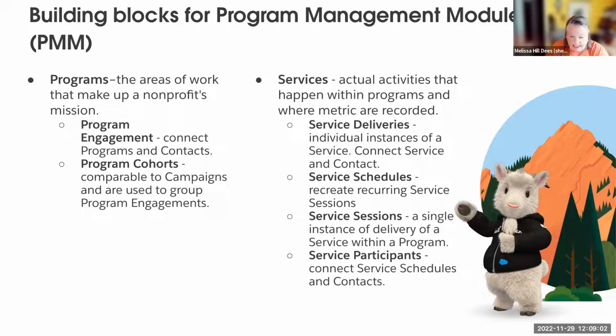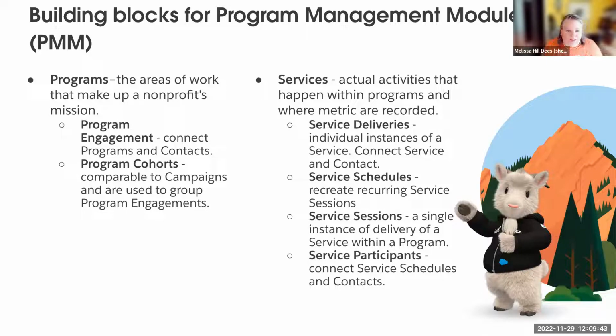So I would consider this class a cohort, right? The group of people is connected to this instance of the class, which falls under the program itself, right? Services are the actual activities. So you have service deliveries, which are those individual instances of a service. Again, it's a junction object that actually connects service and contact.